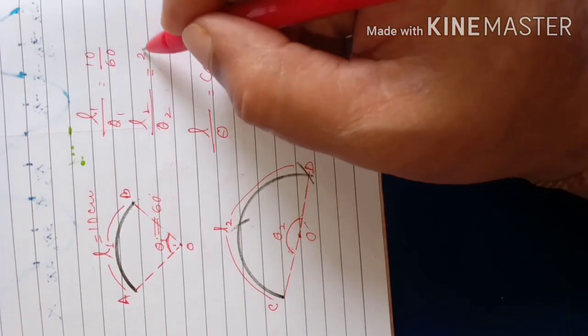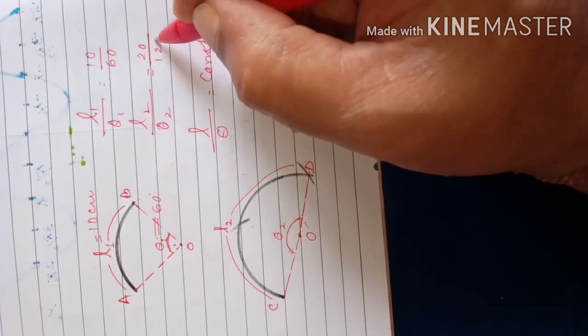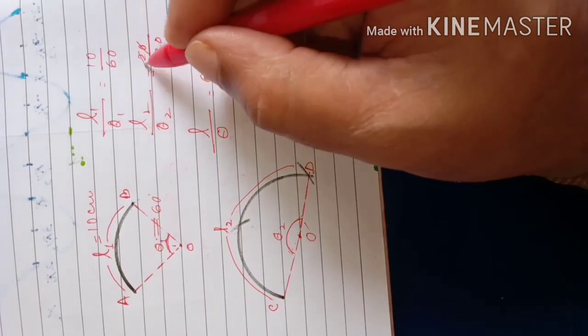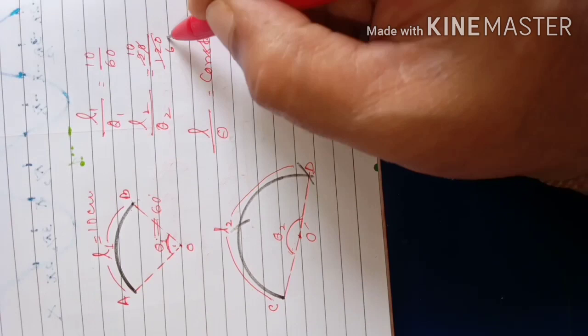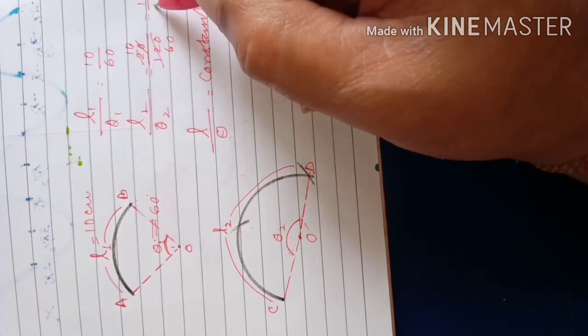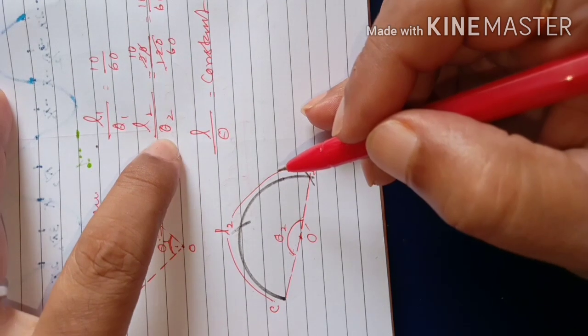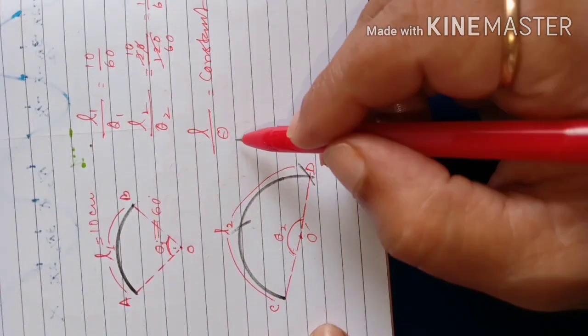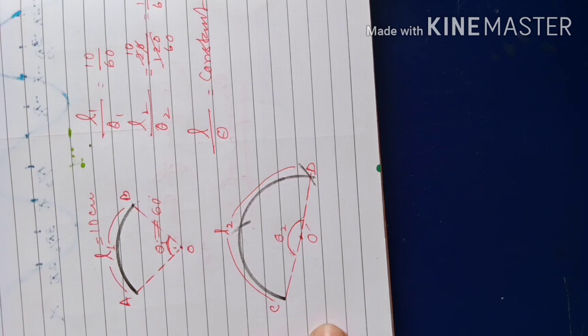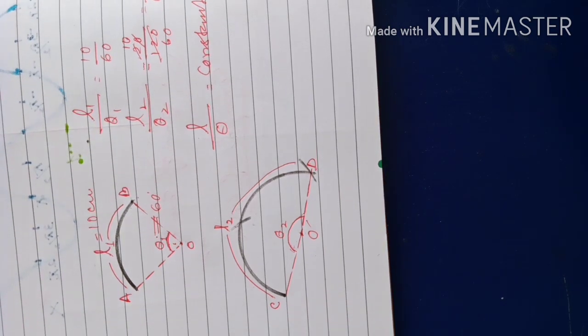That is 20 centimeter by 120 degree. If we cancel this number, it will be 10 by again 60 only. So what you have noticed? L1 by theta 1 is same as L2 by theta 2. That is why I am saying L by theta is a constant. L by theta is a constant number.